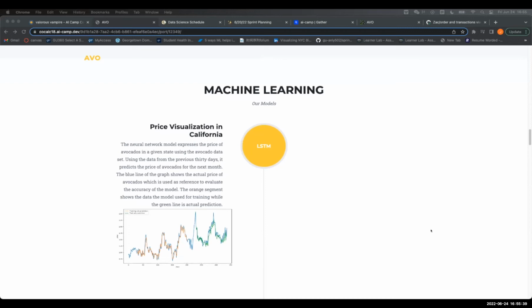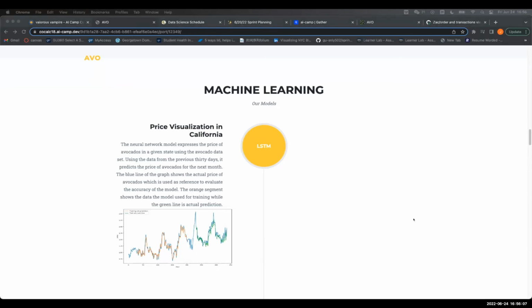I picked a specific state instead of the nation because prices often change from state to state, but this can be changed just by altering the data set. In this specific model, I looked at California. So I used the LSTM model to predict the prices in California for the next month. I first modified the data set so it only reflects the avocado prices in California. Using that data from the previous 30 days, I used a look back of 30 for my neural network to then predict the prices for the next 30 days.